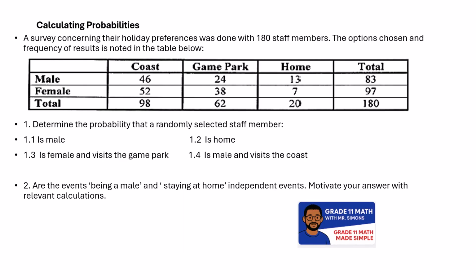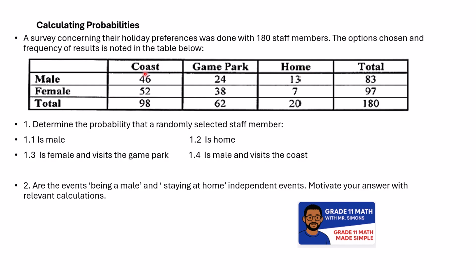Calculating probability. Here they say a survey concerning holiday preference was done with 180 staff members. The options chosen and the frequency of results is noted in the table below. If we look at male, 46 of them prefer to go to the coast, 24 of them want to go to the game park, and 13 of them want to stay home. How boring, but yeah, they want to stay home.